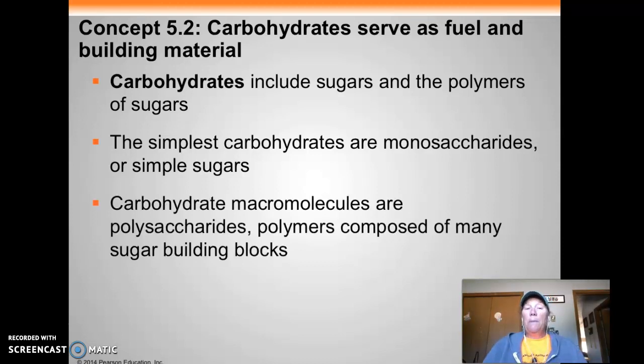If you put a bunch of monosaccharides together, you can end up with a polysaccharide. And again, that's like the Lego thing. Each individual Lego is a monosaccharide.